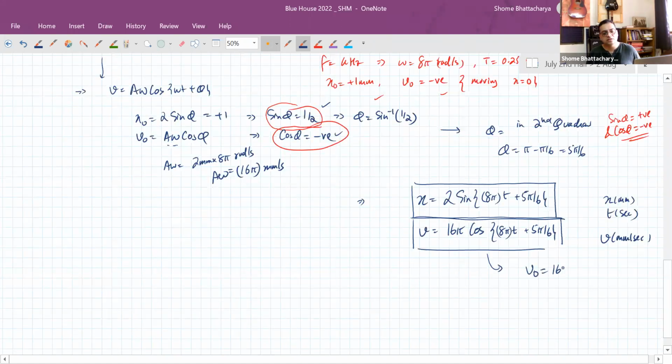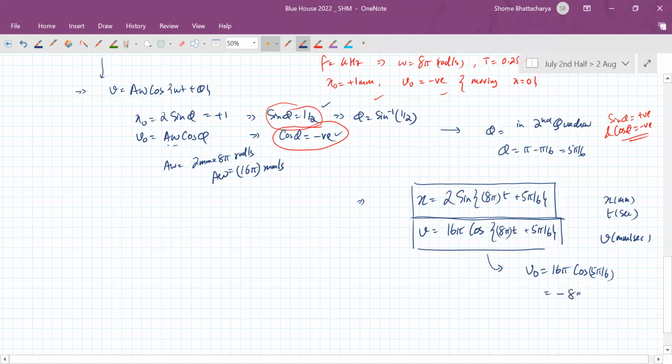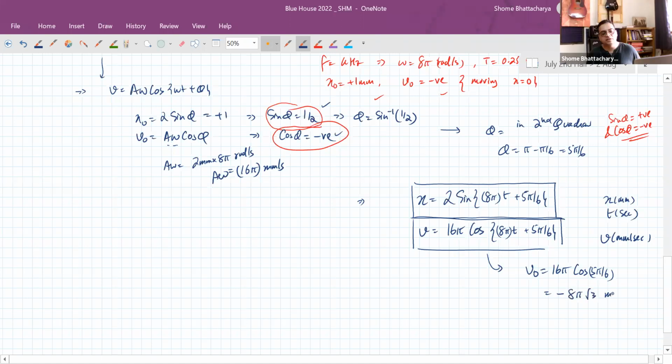Okay, so now v naught we can see from here. v naught is 16 pi cos of 5 pi by 6. So cos 5 pi by 6 is how much? It's minus root 3 by 2. This half becomes minus 8 pi root 3 millimeters per second. So the minus sign is just telling me the direction.